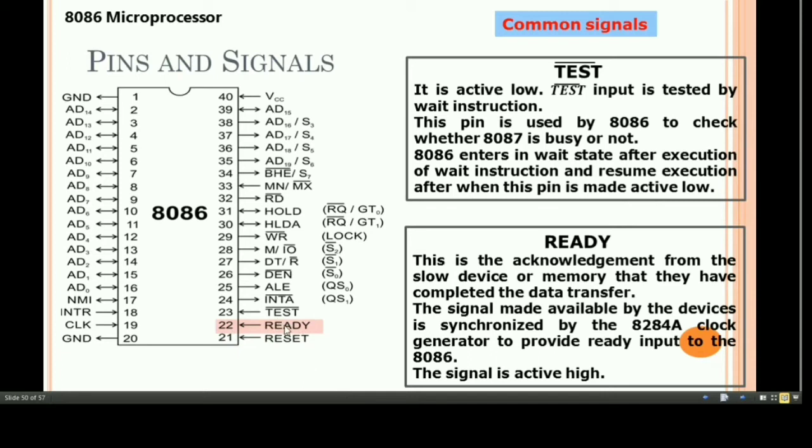The signal made available by the devices is synchronized by the 8284A clock generator to provide the ready input to the 8086. If the devices are ready, this ready signal will be 1, and if the devices are not ready, this ready signal will be 0. So it is pin number 22 of the 8086 processor.